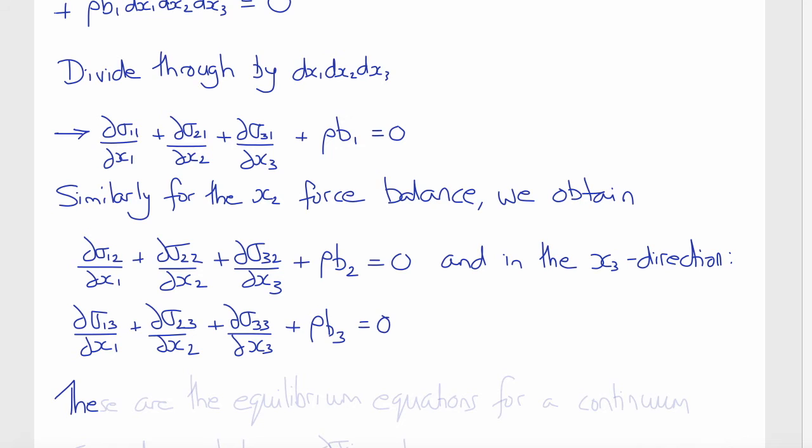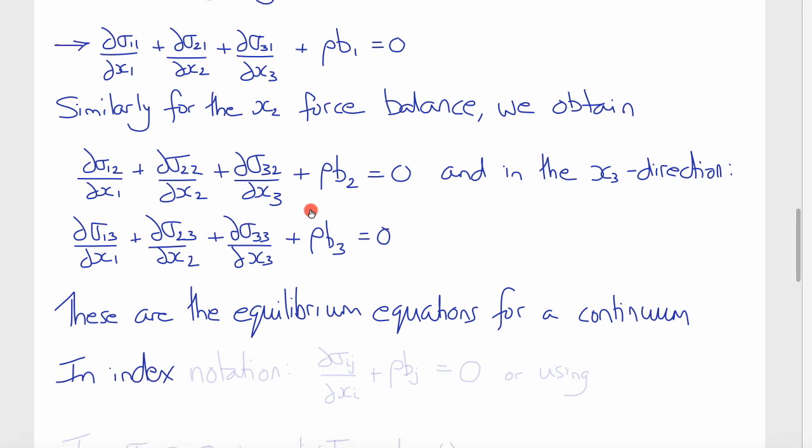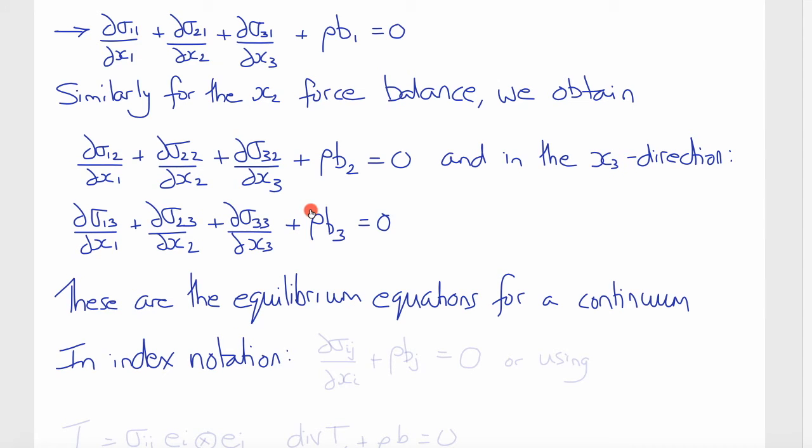And therefore, in general, we can write these equilibrium equations for a continuum more compactly using index notation as del sigma ij del xi. And notice again, it's the first index that we're taking derivatives with respect to and summing. So the i is repeated. And the free index is j, so this is 1, 2, 3, plus rho bj is equal to 0.